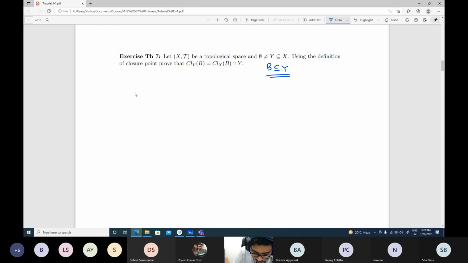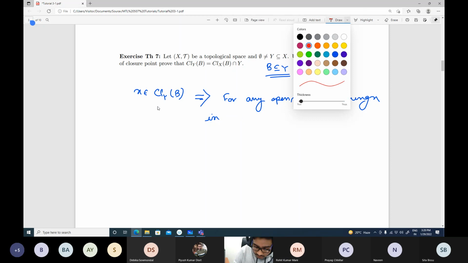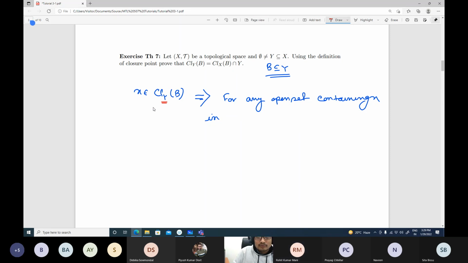So what does this mean? Say X belongs to closure of B in Y. What does it mean? For every open set, any open set containing X in the topology tau Y. Tau Y means the topology on Y. Why the topology on Y? Since you have learned closure, we are taking the topology over Y. That's why here Y is written, right? We are taking the topology over Y.